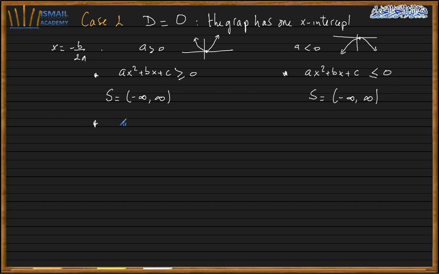Now, suppose they give me ax squared plus bx plus c is greater than 0. What does it mean? It does not touch 0. That means this expression can never be 0, so it works for every number except that one. That one is not going to be included in my solution. So my solution will be defined as minus infinity to minus b over 2a, union minus b over 2a to infinity. So I include all the numbers.